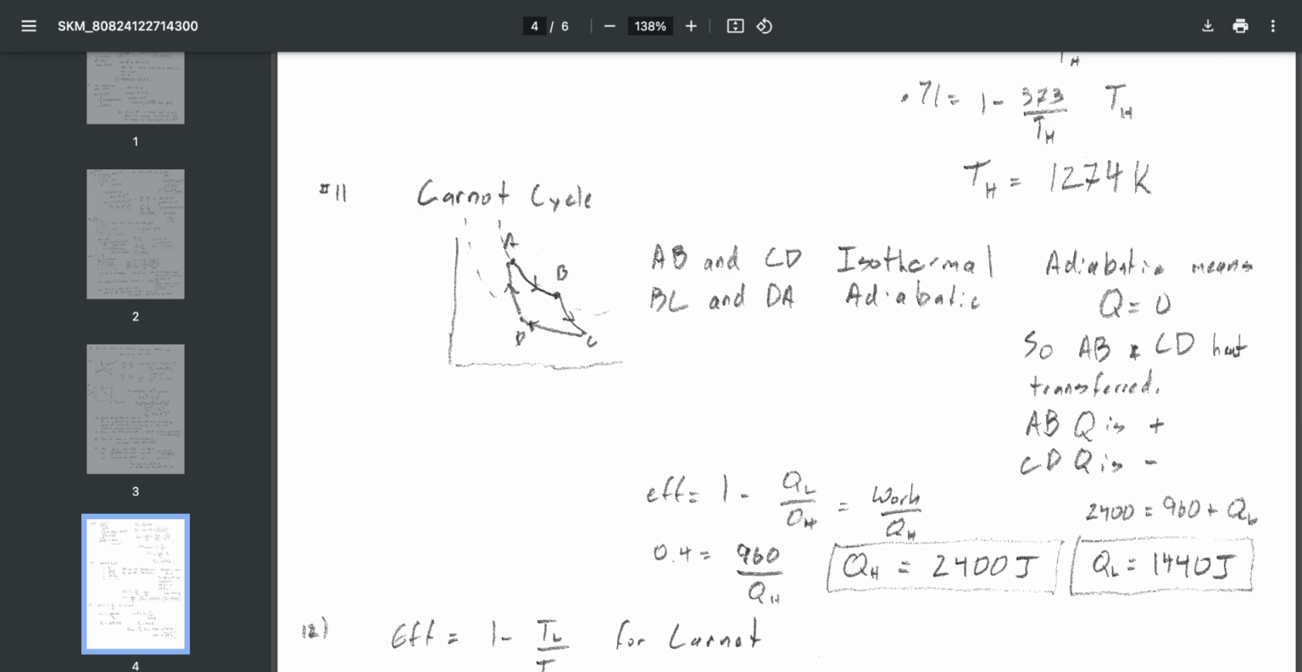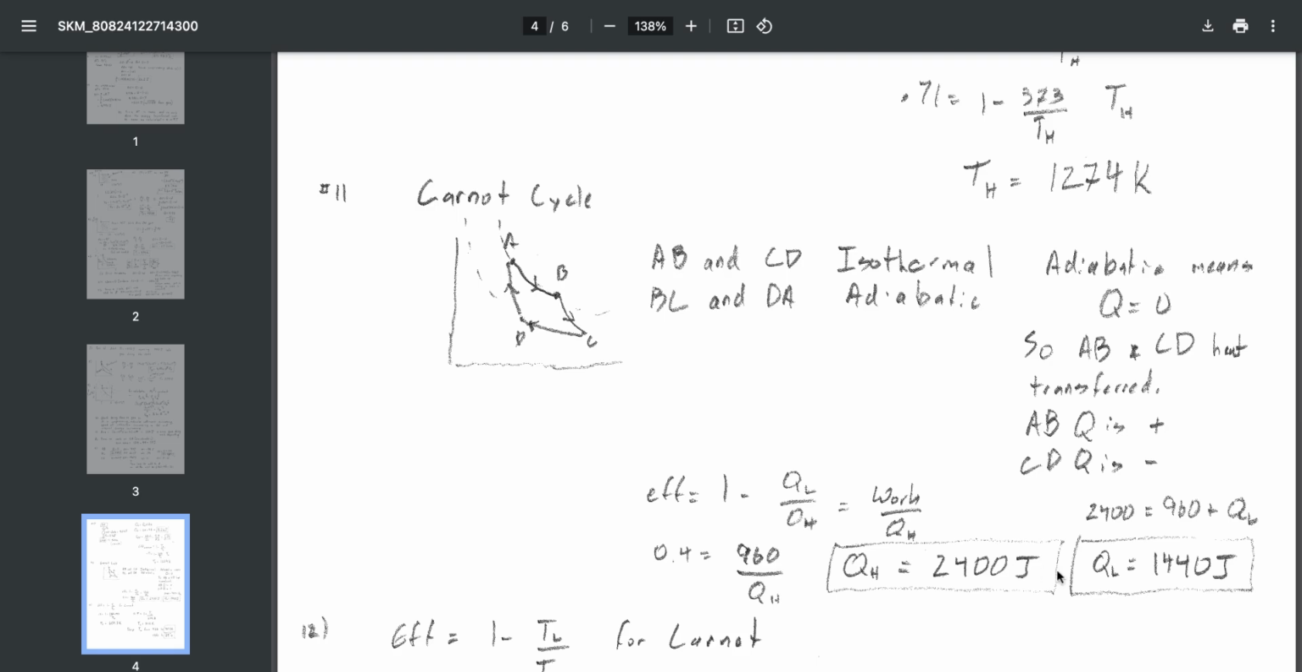The efficiency of the cycle is 0.4. The work done during one cycle is 960. Calculate the energy transferred into the gas. So efficiency is 1 minus QL over QH, or you could also say it's just the net work over QH. Just a couple ways of deriving that. Since we know the efficiency is 0.4 and the work done is 960, we can just use this form of the equation right here. And QH is going to be 2,400 joules. That's how much is transferred during one cycle.